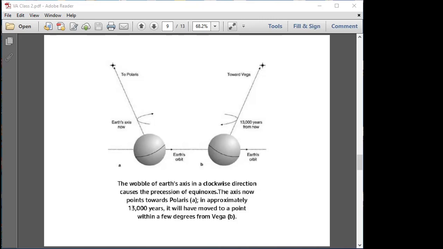Precession completes one round in approximately, as I said, 26,000 years, so the fixed and movable zodiacs coincide regularly after this time span.